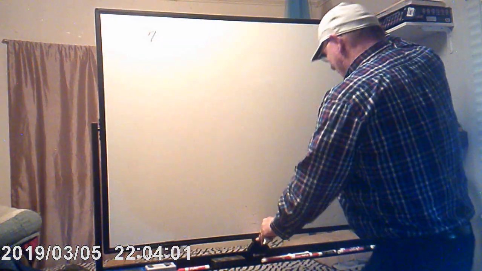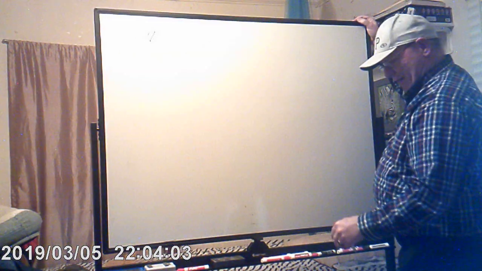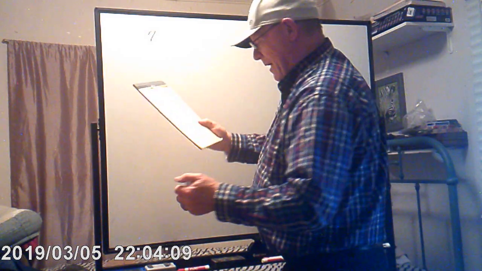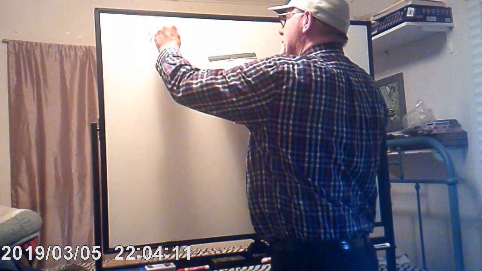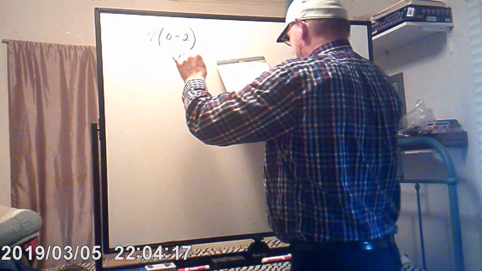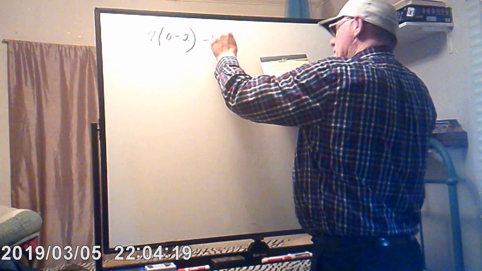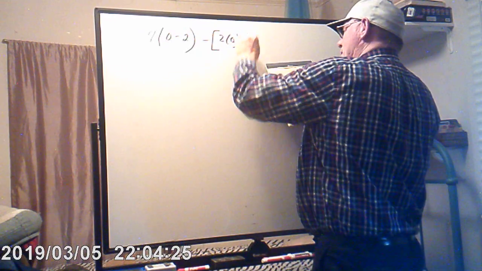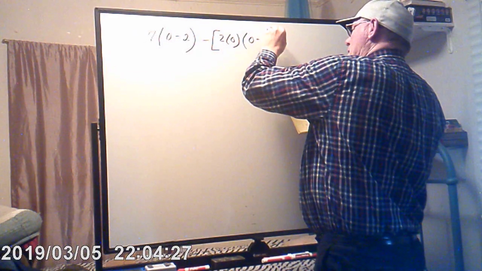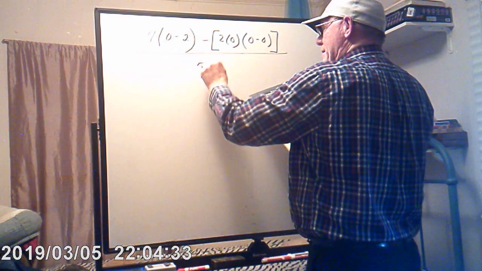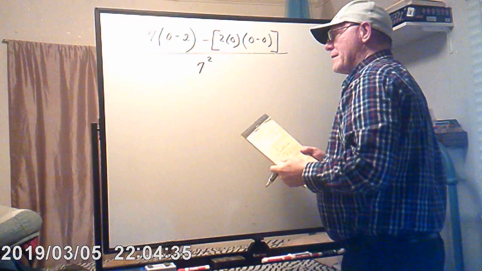We're going to keep going back and forth. I don't remember what all it is. Well, I do have it right here. Alright, 7 times 0 minus 2 times 1 is 2. Minus 2 times 0, 2 times 0, times 0 minus 0. Alright, all over 7 squared, which is 49.